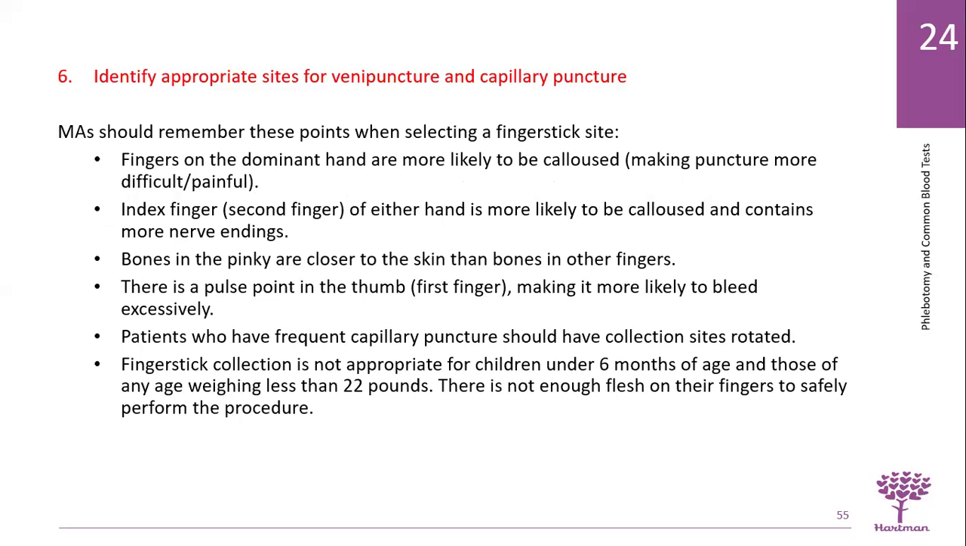When you're selecting a place to do capillary punctures, these are things they want you to keep in mind. Fingers on the dominant hand are more likely to be calloused, making puncture more difficult and painful. Index finger or second finger of either hand is more likely to be calloused and contains more nerve endings. Bones in the pinky are closer to the skin than bones in the other fingers. There is a pulse point in the thumb, so never use the thumb to do your capillary punctures. Patients who have frequent capillary punctures should have collection sites rotated.